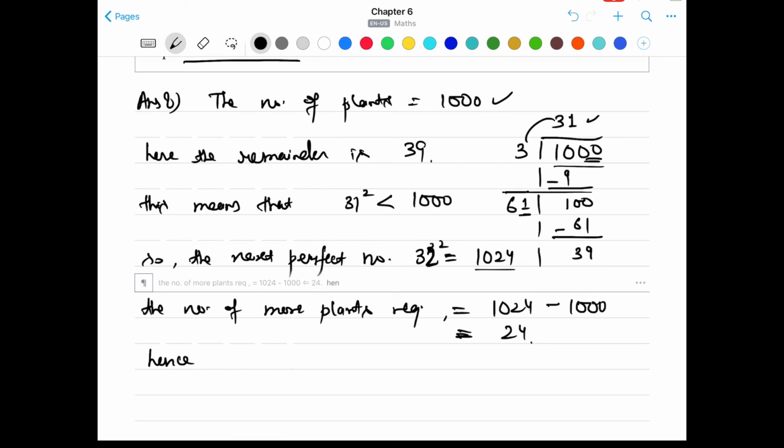Hence he requires 24 more plants to make his desired formation.